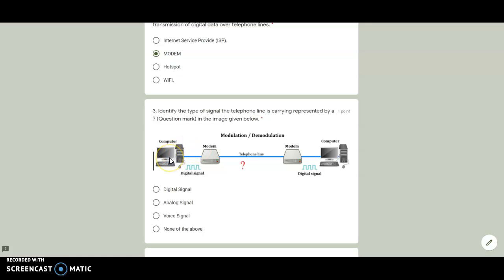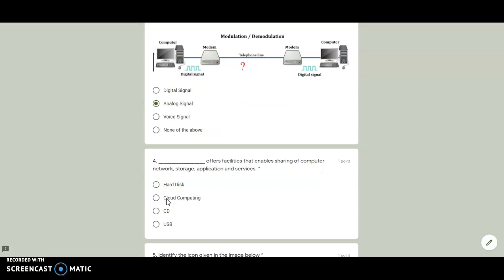Yeah, so the computer produces the data in form of digital signal. It goes to modem. Then the modem converts the signal into analog signal. And this analog signal travels or transmits over the telephone line. So instead of this question mark over here, you should write analog signal. So that's what I am going to mark.